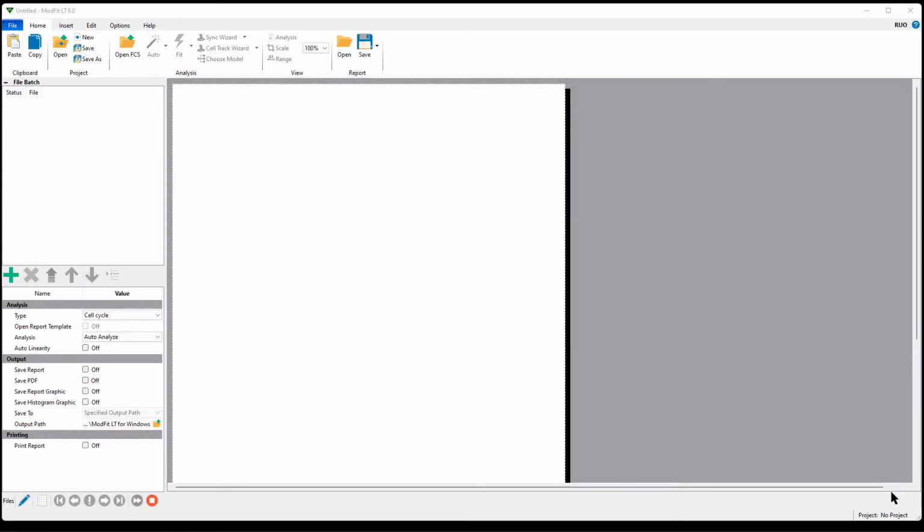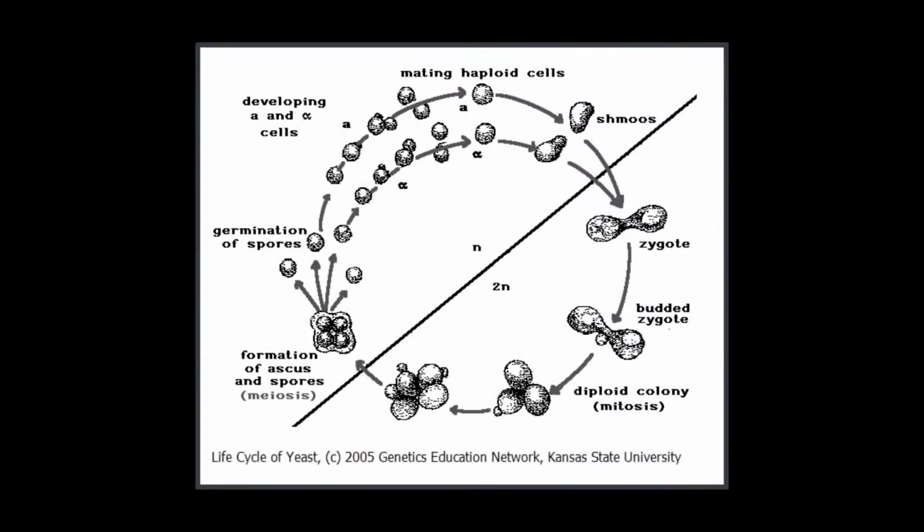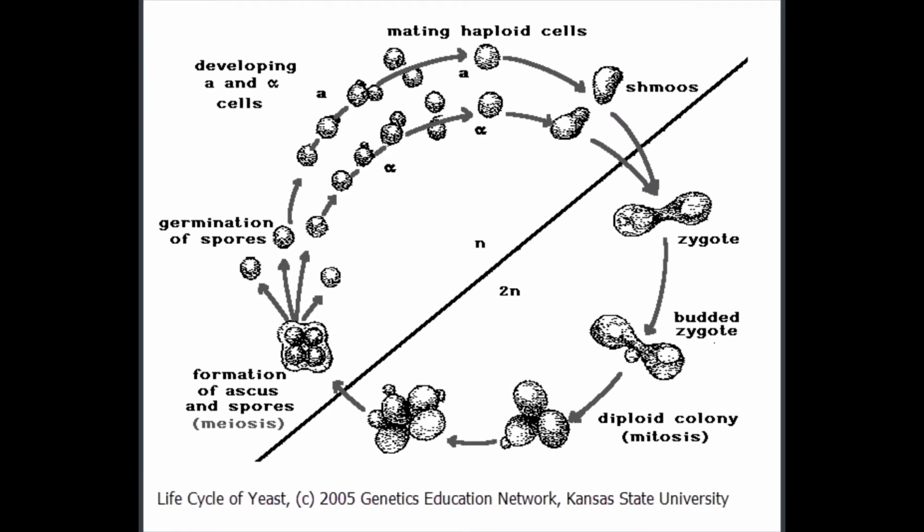In this tutorial, we'll create a custom project to analyze DNA cell cycle in yeast samples. As shown in the diagram, yeast cell cycle is quite different from mammalian cell cycle. ModFit LT's automatic analysis was not designed to analyze samples from yeast populations.